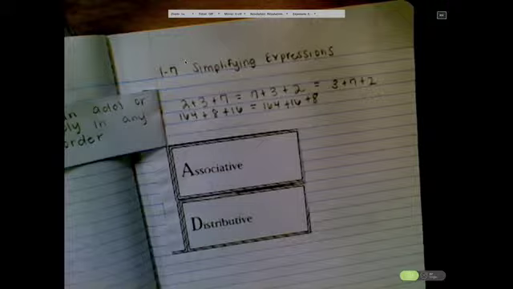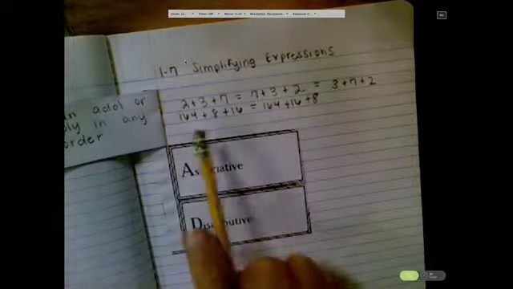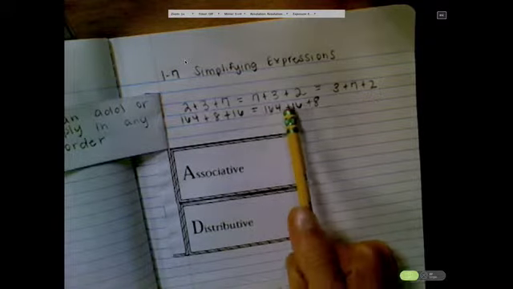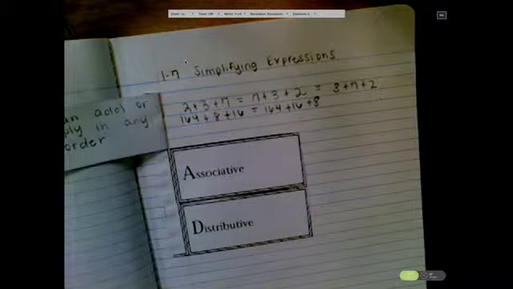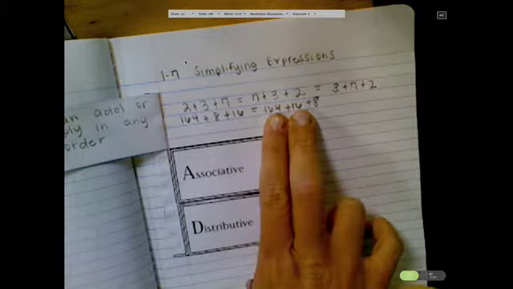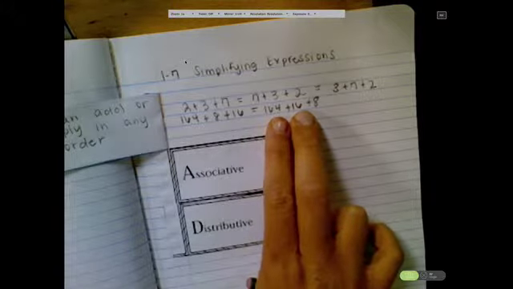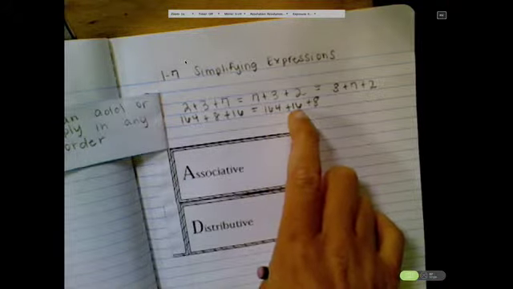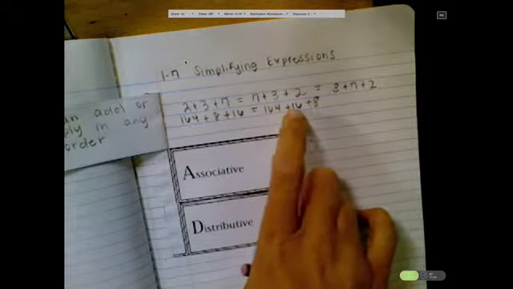So can anyone think of why we might use this property to help us? Is there a reason why adding 164 plus 8 plus 16 might be more difficult than adding 164 plus 16 plus 8? Right. 164 and 16 are what we like to call complementary numbers, meaning when you add them together, you get a multiple of 10. Anytime you have two numbers like 4 and 6 that will add up to 10, it's going to be easier to add those numbers first.